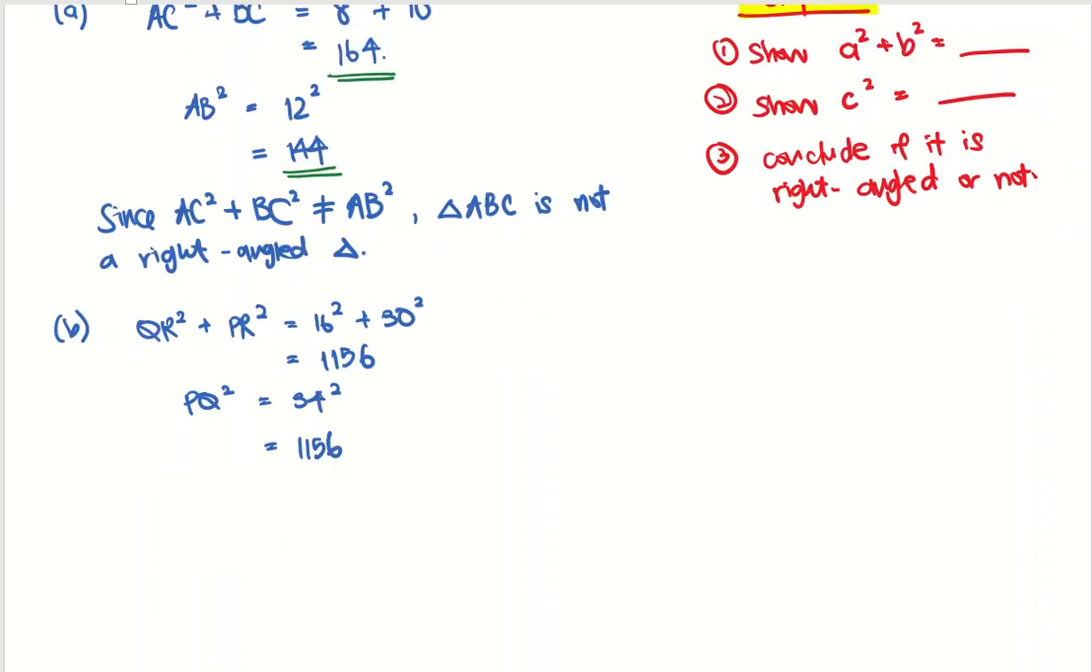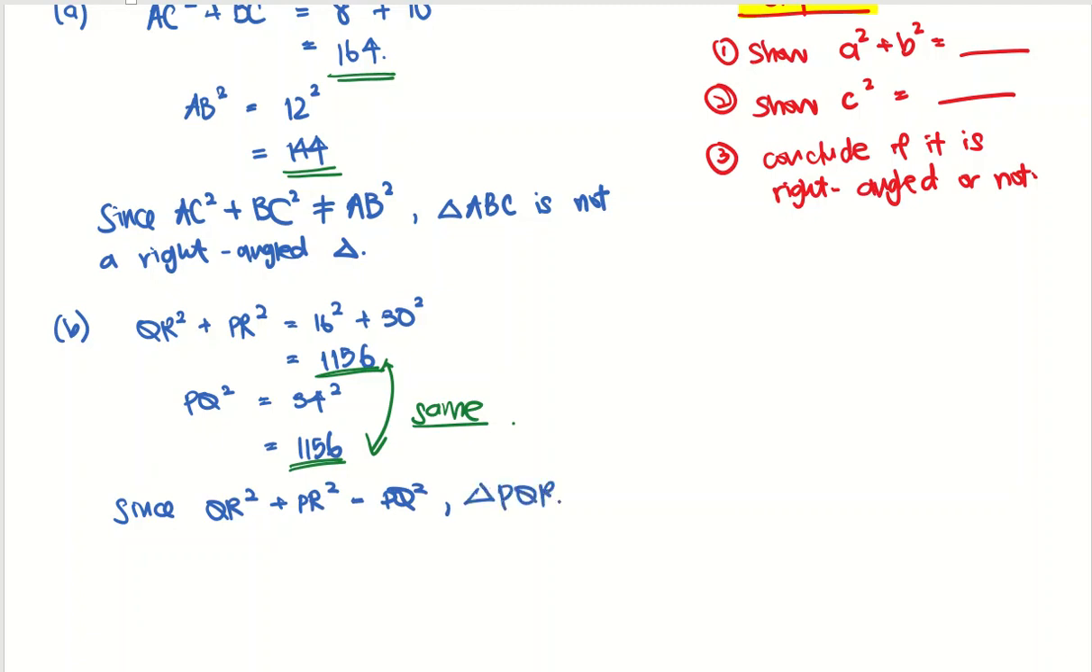Okay, having the two steps, step 1 and step 2, we have calculated both your length a square plus b square versus your c square. They are actually the same value. So knowing that they are the same value, let's form your conclusion. Since QR square plus PR square is equal to PQ square, by Pythagoras theorem, triangle PQR is a right angle triangle.